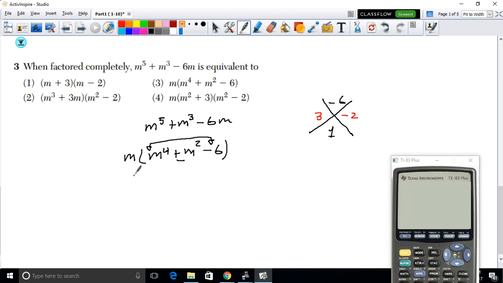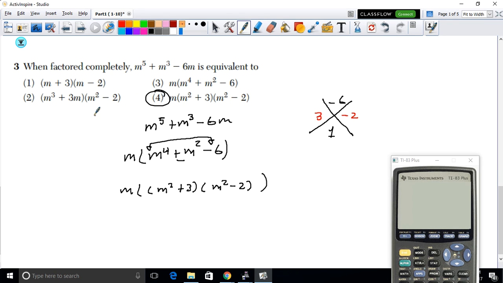All right, so that means that the inside, we can factor it out as m squared plus the first number that we found out, which is 3, and m squared, and the second number that we use, which is negative 2. And if we look at the options that we have here, you will see the correct option is option 4.